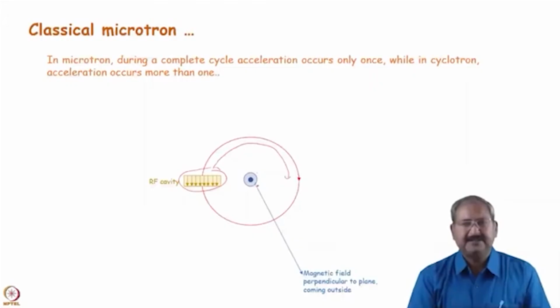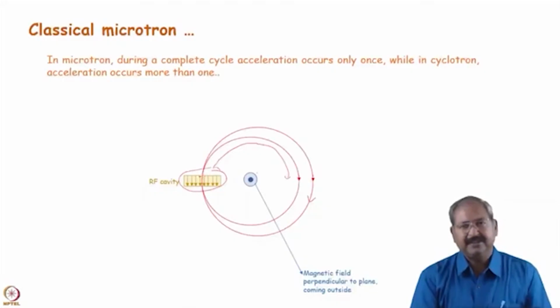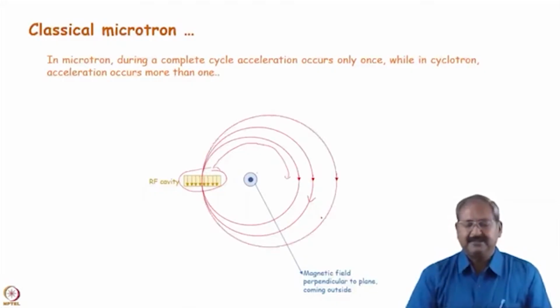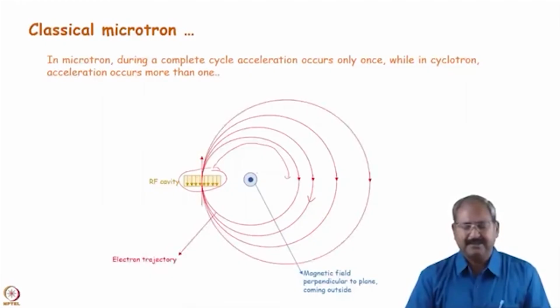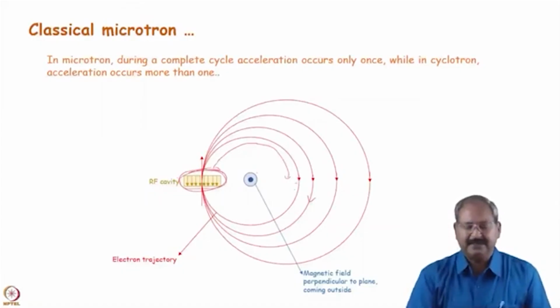After gaining energy, because this is a constant magnetic field, the radius of curvature of the orbit will increase. So the next time, the particle will go on a larger circular path. This is the larger circular path. And after reaching the RF cavity again, its energy increases. So in the next consecutive turn, it will take an even larger circular path. In this fashion, the radius of curvature increases for the consecutive paths. Here you can see that there is only one acceleration in one complete cycle, in one complete circle.